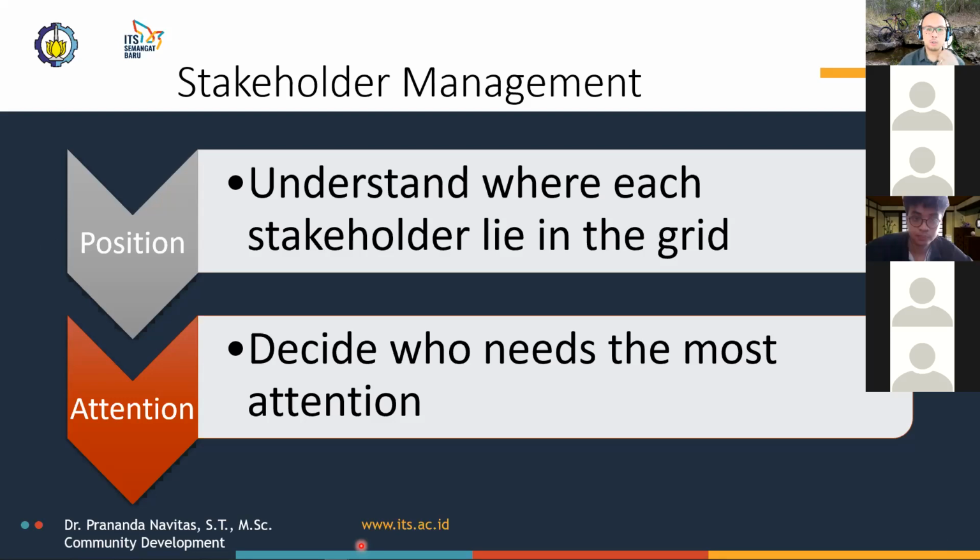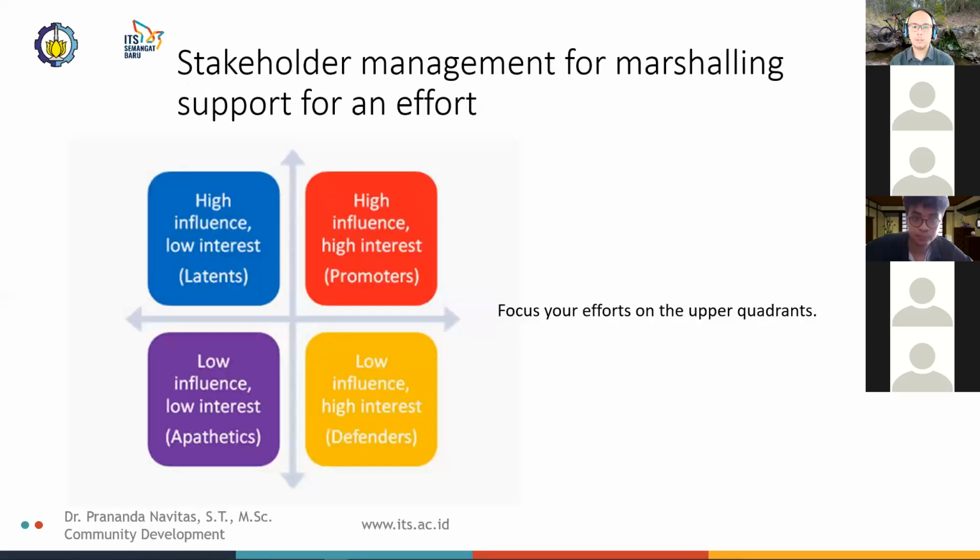If your purpose is to marshal or to gather support for the effort or policy change, then each quadrant of the grid calls for one kind of attention. If your purpose is primarily participatory, then each quadrant calls for another kind of attention. For example, stakeholder management for marshalling support for an effort: in short, you should focus your efforts of managing the stakeholders in the upper quadrants.